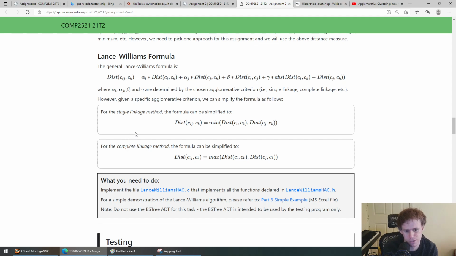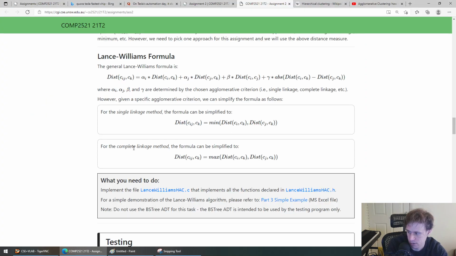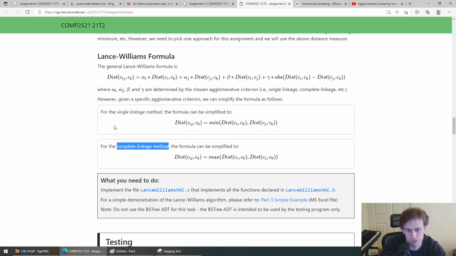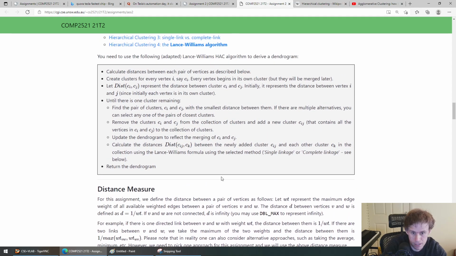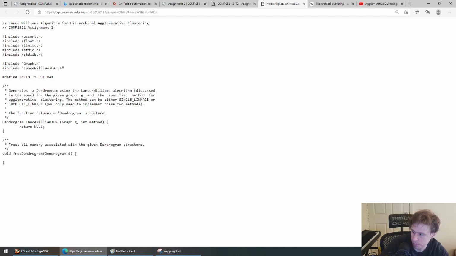I'm pretty sure in your assignment you have to have functions that do either. But the point is, if you're using a single linkage method, then you would say that the distance between these is 4. And if you're doing a complete linkage method, then the distance between these is 5. So they're just different ways of getting the specific new cluster distance between things. And yeah, that's it. You go and implement this inside of this particular ADT.